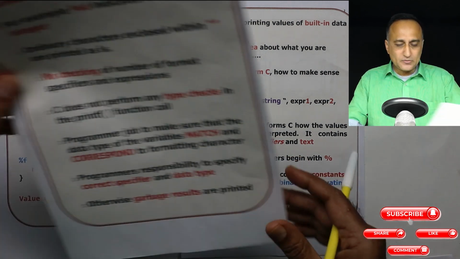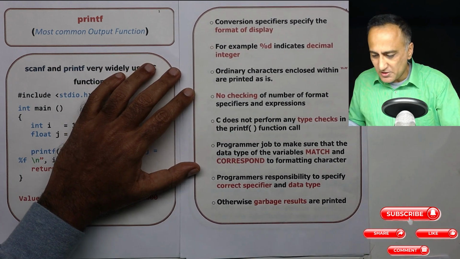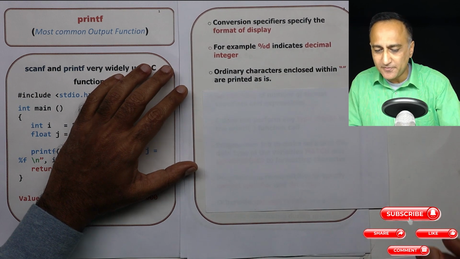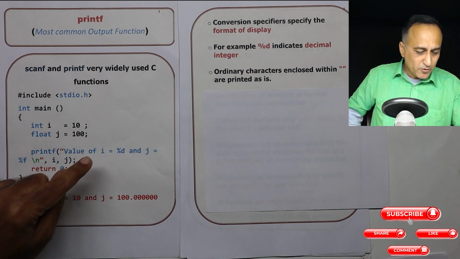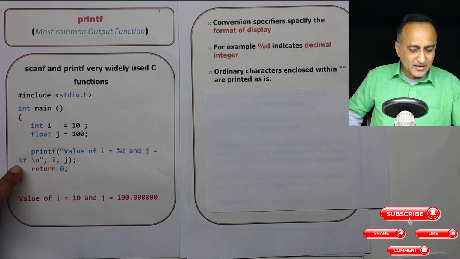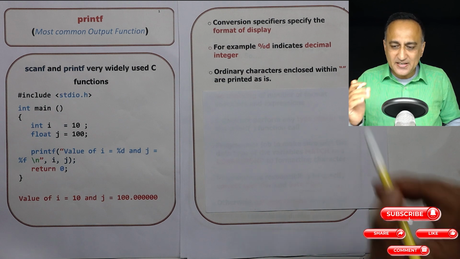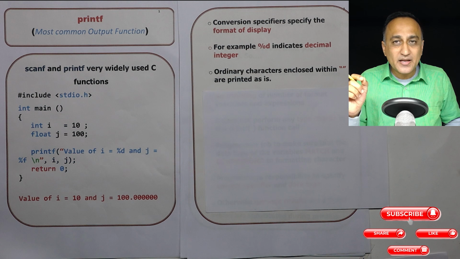Now, let's try to understand a little more about printf, because we're going to use it so much that it's a great idea to understand it completely. The reason we use conversion specifiers is because I want to tell that i should be printed as an integer and j should be printed as a real number or a floating point number. As I said, %d indicates a decimal integer. Decimal doesn't mean something like 1 point something. Decimal in C means you're talking about the base 10 system.